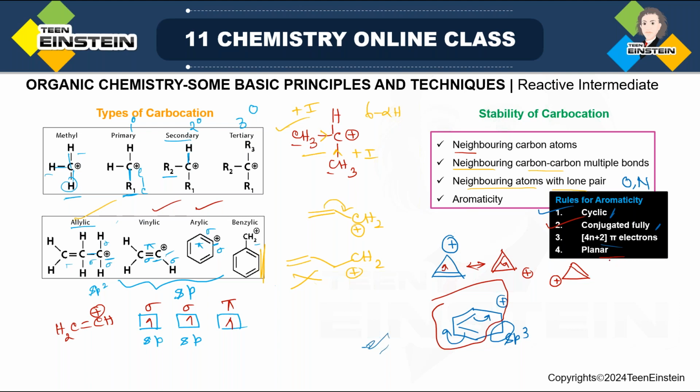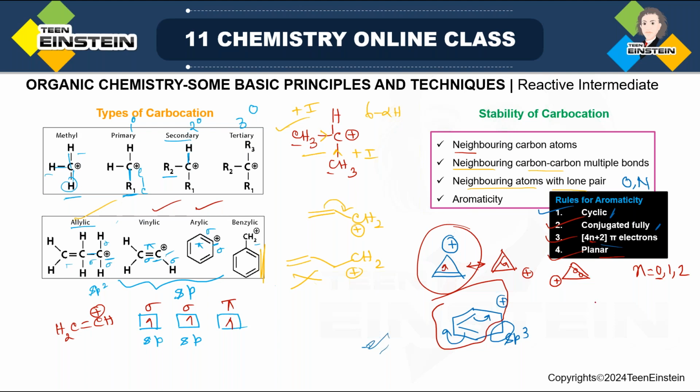Now what is the meaning of it? n may be any integer, n may be 0, 1, 2, like this. Here the total number of pi electrons is only 2. That means if you put n equal to 0, 4 into 0 plus 2, that is 2 pi electrons. So that factor is also fulfilled. So this species is basically aromatic because all these factors are complete here, and that is the reason this species will be very stable.